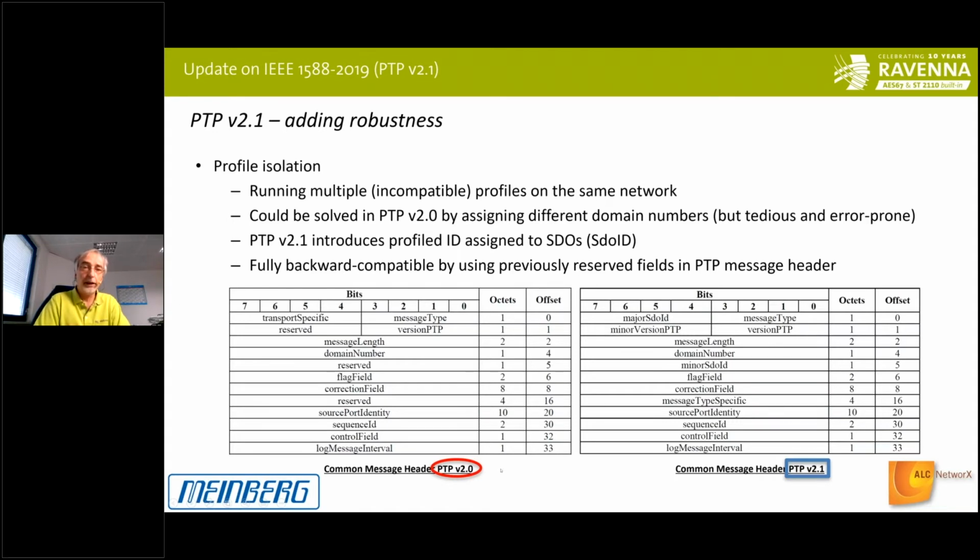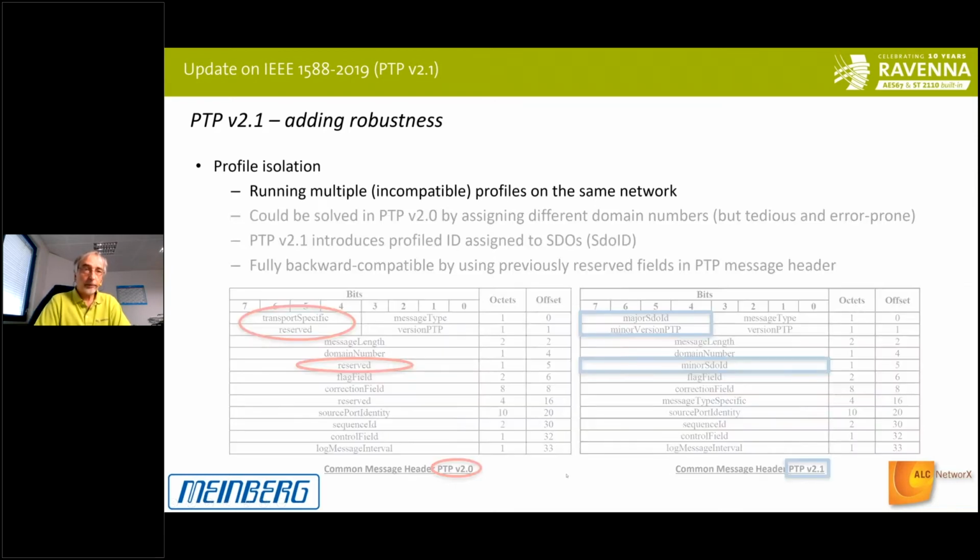But if you have a closer look, you can identify that in PTP version 2.0 there were some reserved fields, and those have been used now and been redefined for PTP version 2.1. So now a PTP version 2.0 implementation doesn't know anything of the new definition, but since they were reserved, it wasn't even looking at that. So through use of reserved fields, we have full backward compatibility and can now run different profiles within the same domain on the same network.